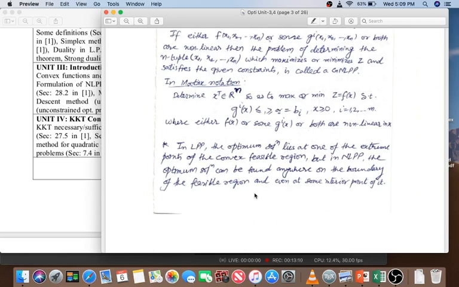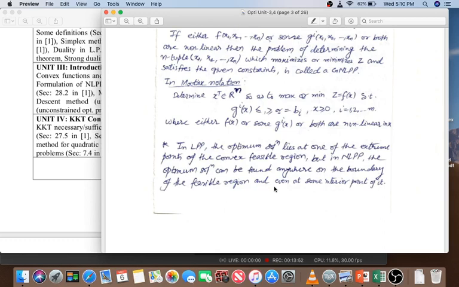One important remark here: in LPP you have seen that the optimal solution always exists at one of the extreme points of the convex feasibility region. You have seen in the graphical method that whenever we have a common region, we always check the optimum value at the extreme points, and one of the extreme points will give you the optimum value. But it is not the case in NLPP. Here the optimum solution can be found anywhere on the boundary of the feasibility region and even at some interior point of it. Means the optimal solution can exist inside the feasibility region also.